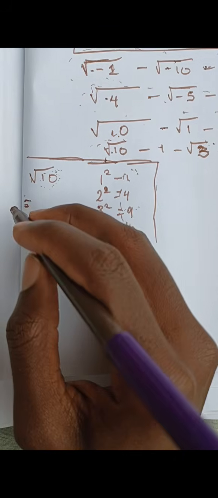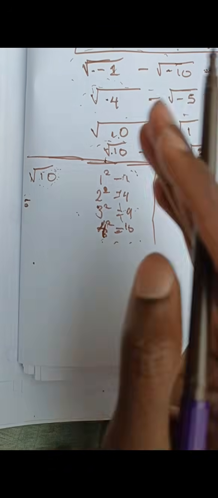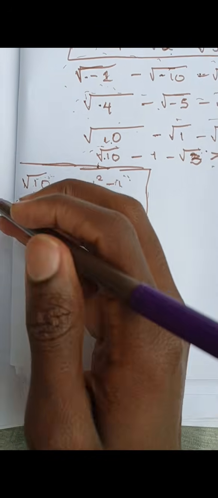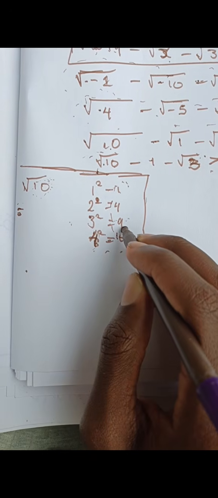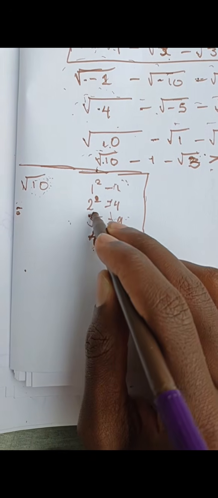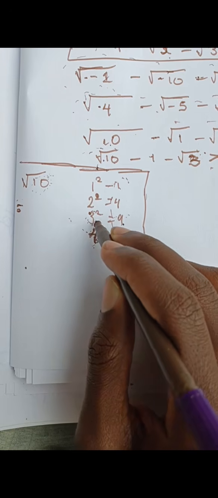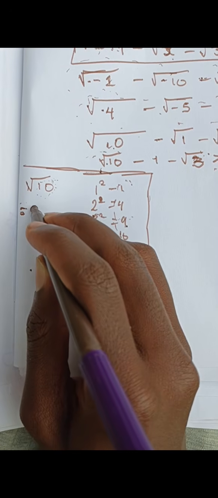In this situation, it is 9 because 9 is the closest. If you pick 4 and 1, it will be wrong. So pick the closest. So I've picked 9. So when we pick 9, 9 came from raising 3 power 2. So I'm just going to say 3.